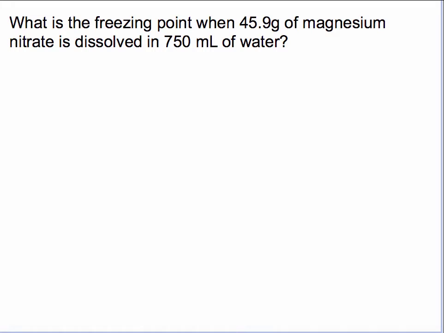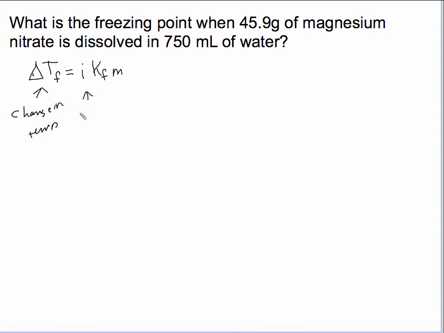Okay, this video is how to do a freezing point depression problem. The first thing that you would need to know is the formula for freezing point depression. It goes like this: the change in temperature, that's important, with a little F down here so you know it's freezing point, equals i Kf m. So this ΔTf stands for change in temperature.